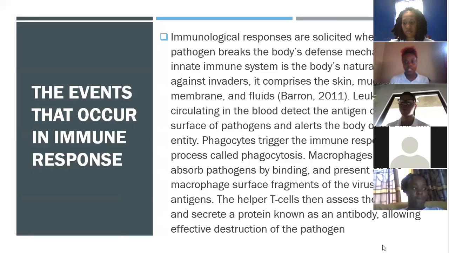Macrophages absorb pathogens by binding them, and fragments of the virus presented on the macrophage surface are known as antigens. The helper T cells then assess the antigen and secrete a protein known as an antibody, allowing effective destruction of the pathogen. You hear, sir?